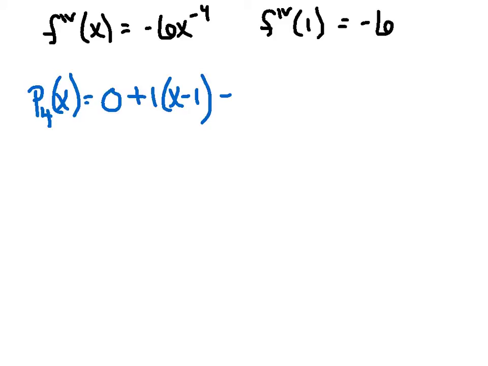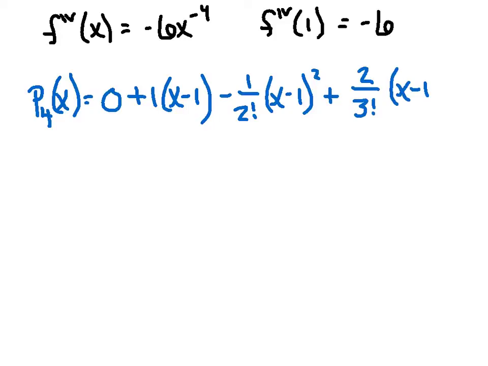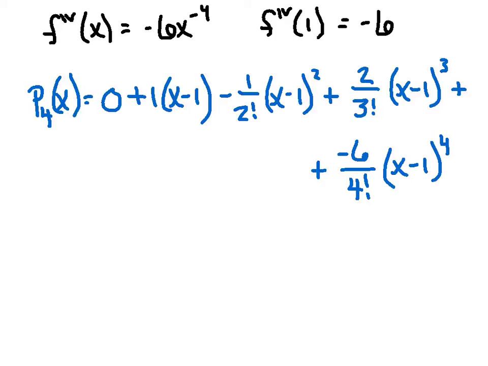Then minus 1 over 2 factorial times x minus 1 quantity squared, plus, now the third derivative gave you a 2, so we're going to do 2 over 3 factorial times x minus 1 cubed, plus, and we've got to squeeze in one more term here. When I evaluated the fourth derivative, I got negative 6 all over 4 factorial times x minus 1 quantity to the fourth. Throw that big fat period at the end. And what we've created here is the 4th degree Taylor polynomial.